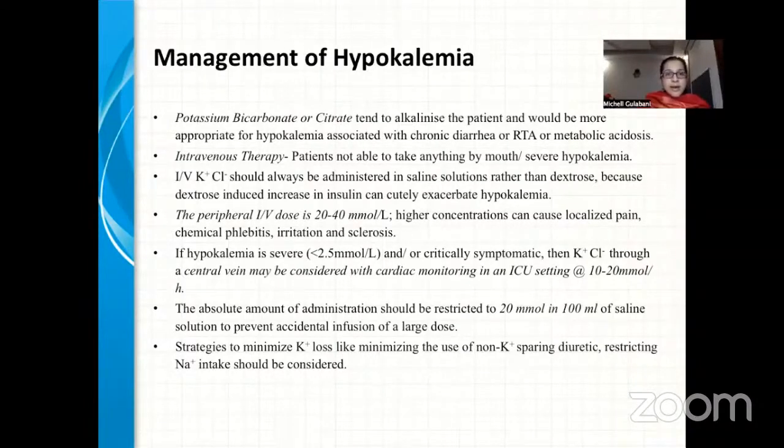IV potassium chloride can be administered via a peripheral vein, and the dose is 20 to 40 millimole per liter. Higher concentrations can cause localized pain, clinical phlebitis, irritation, and sclerosis. If the hypokalemia is severe, less than 2.5 millimole per liter, and the patient is symptomatic, then you can consider supplementing via a central vein with cardiac monitoring in the ICU at a rate of 10 to 20 millimole per hour, and the administration should be restricted to 20 millimole in 100 ml of saline to prevent accidental infusion of a large dose.